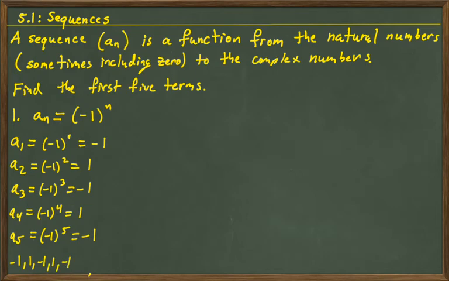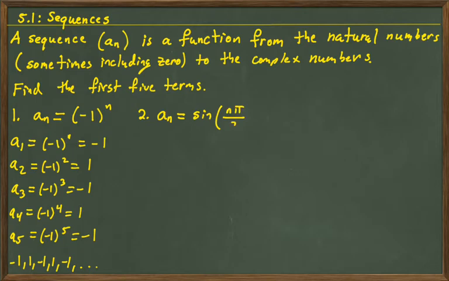So the terms of our sequence, the first 5 terms, are negative 1, 1, negative 1, 1, and negative 1. And that pattern will continue. And notice that we alternate between a negative 1 and positive 1. And it doesn't have to be just 1 and negative 1. It could just be a positive and negative. And we'd call this an alternating sequence.